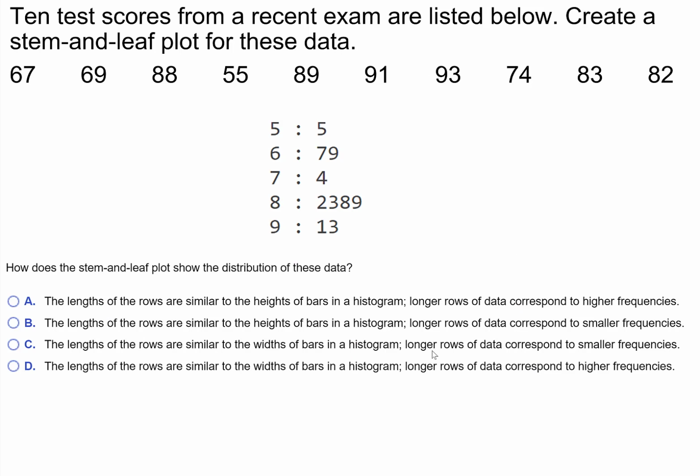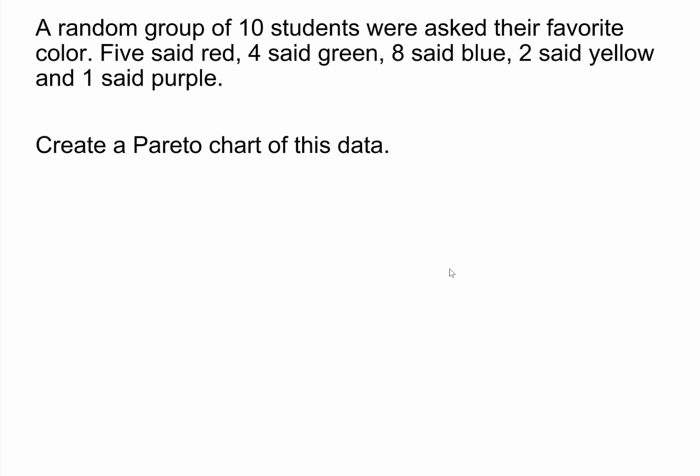How does the stem and leaf show the distribution of the data? What does it tell us? The lengths of the rows are going to be relative, the same thing as the height of the bars in the histogram. So the correct answer here is A. The lengths of the rows are similar to the heights of the bars in the histogram. Longer rows of data correspond to higher frequencies, and we see that with the 8. That's the highest frequency.